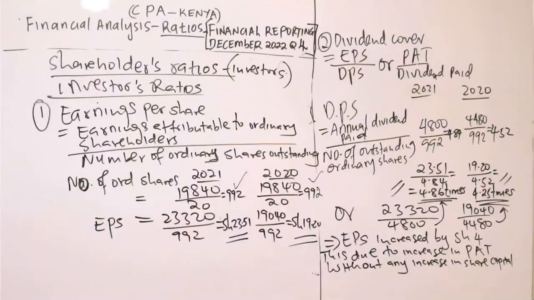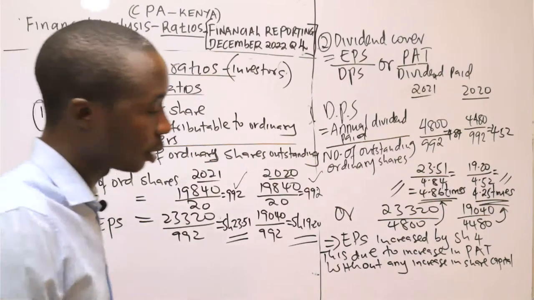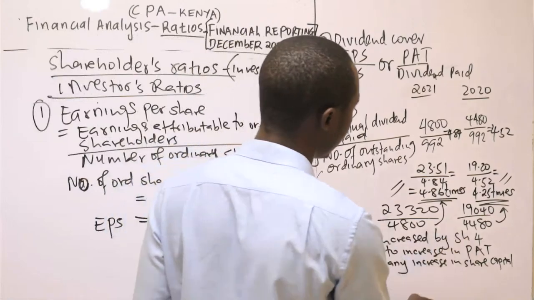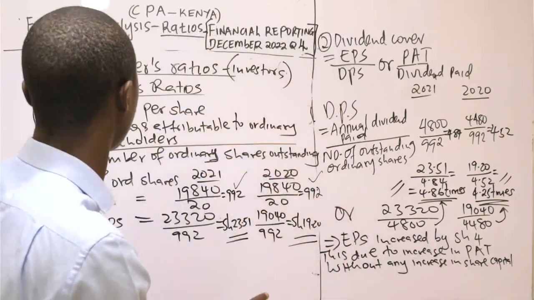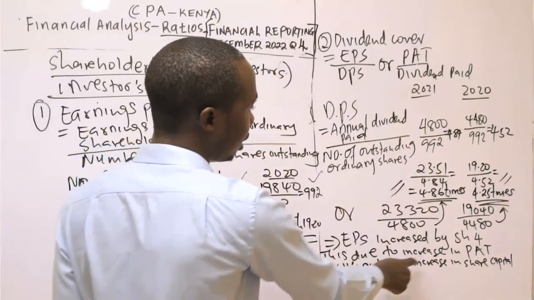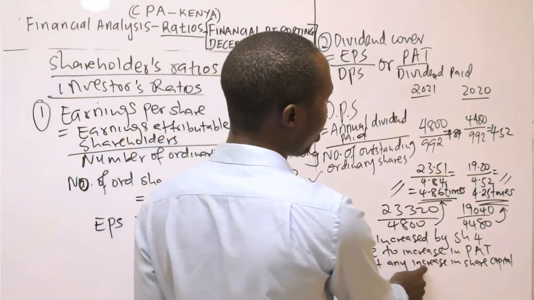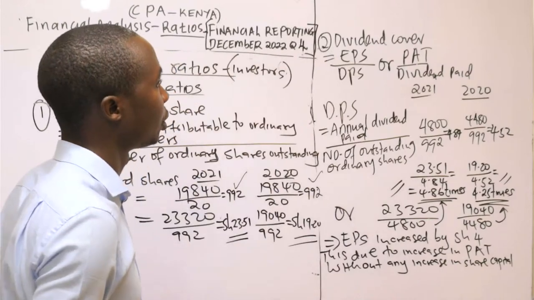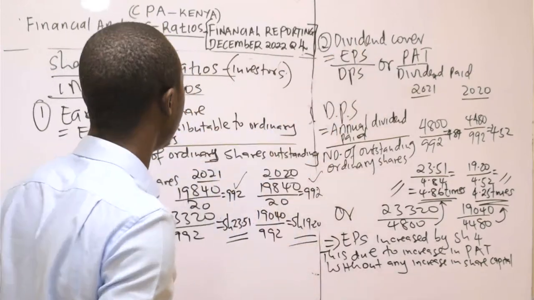What the shareholders are getting per share to increase by 4 shillings. So that is the interpretation you could have provided for the earnings per share. It increased by 4 shillings due to the increase in profit after tax without any increase in the share capital. What about the dividends cover?